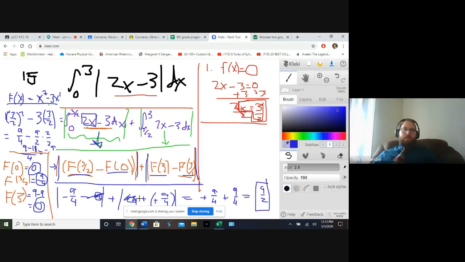And you can also see from this that the area from 0 to 3/2 is actually negative 9/4, and then from 3/2 to 3, it's positive 9/4. And so that's why if we go just from 0 to 3, you get 0 minus 0, which is just 0. But for the actual total area involved, you have to take the absolute value of each part, and this is the easiest way to do that.